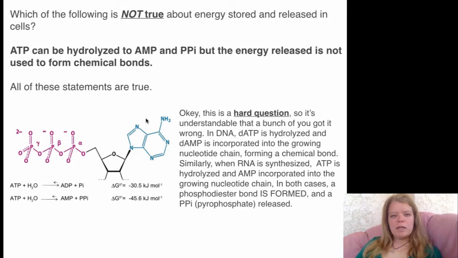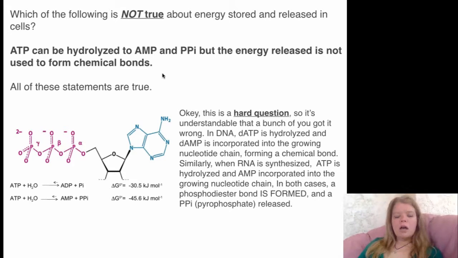So question number one is from quiz one, and the question was, which of the following is not true about energy stored and released in cells? And there were a bunch of options, most of which sounded true, and you guys correctly did not choose. However, a number of people chose that all of these statements are true. However, the answer is that ATP can be hydrolyzed to AMP and PPi, but the energy released is not used to form chemical bonds. That is not true, and that was the correct answer.